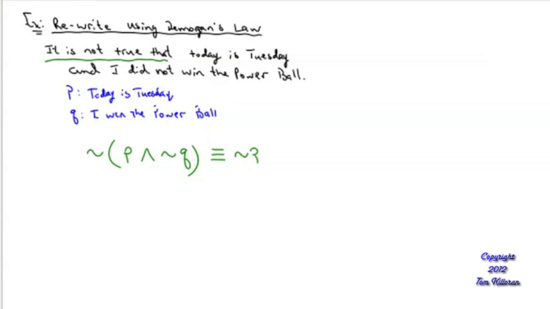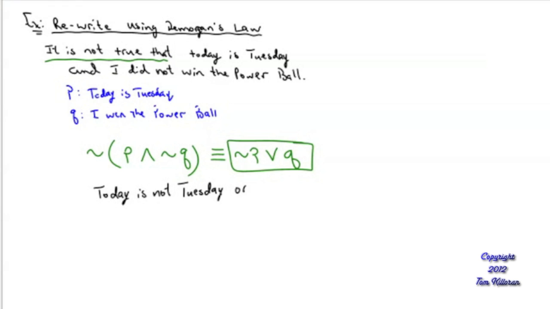squiggly on the P, not P, or Q. Now, on a test, and I'm going to emphasize this because I won't remind you again, this is not your answer. This is the symbolic form of your answer. Guess what I want the answer in? English. Words. What I write. So, not P is today is not Tuesday, or I won the Powerball. And that's what I'm looking for. That is De Morgan's law.